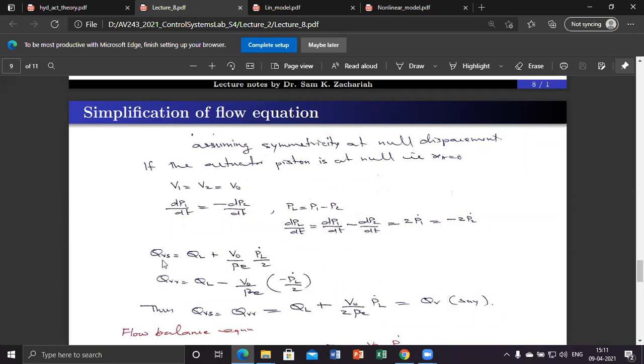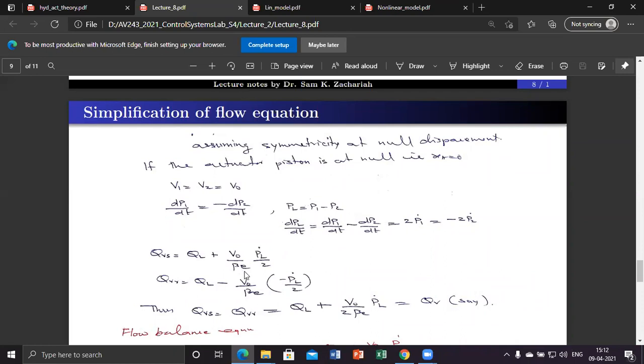Because of that, QVS is equal to QL plus, earlier we were writing V1 by beta E into P1 dot. That is from our earlier equation. Now that can be replaced by this equation. V1 is replaced by V0, since we assume that V1 equals V2 is equal to V0. So V0 by beta E into, instead of P1 dot, we put PL dot by 2. Here you see 2 P1 dot is equal to PL dot, or P1 dot is equal to PL dot by 2.